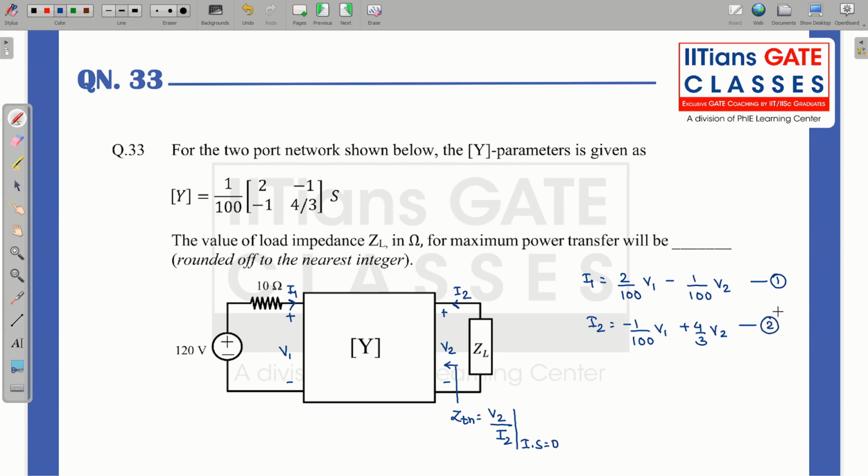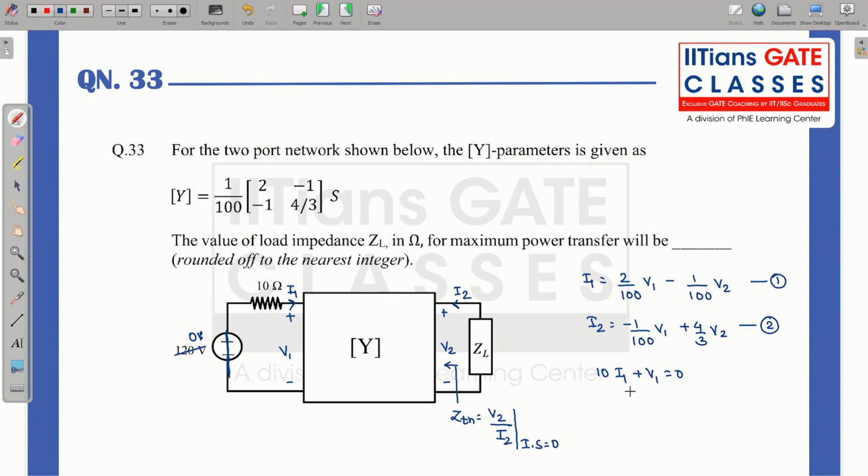Now, one more thing, we are trying to find out ZTH. So independent sources is 0. So I am shorting this voltage source. So the moment I short this, this will now become 0 volt. So one more KVL I can apply in this loop, starting from here. So that will be what? So you can see 10 I1 plus V1 equal to 0. Okay, I can write this.